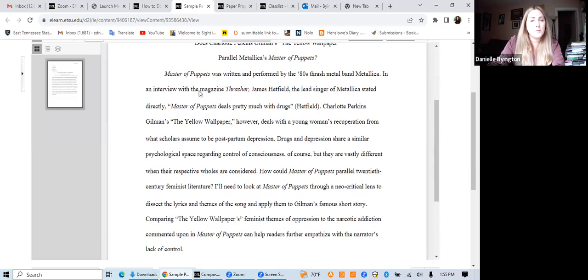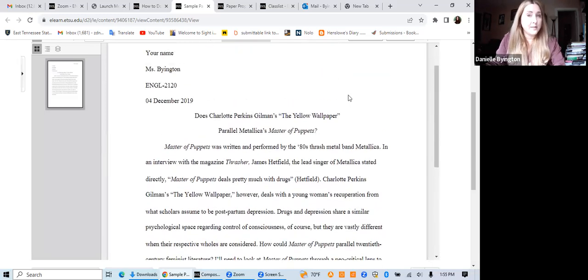All right. So this is a compare contrast sort of topic, and they took something from pop culture and they are comparing it to a short story from an American literature class. So they're comparing it to that short story. And they're taking the elements of drug addiction and mental illness. In this case, it's postpartum depression from the short story. And they're combining those two to talk about the parallels of mental health issues in general in culture.